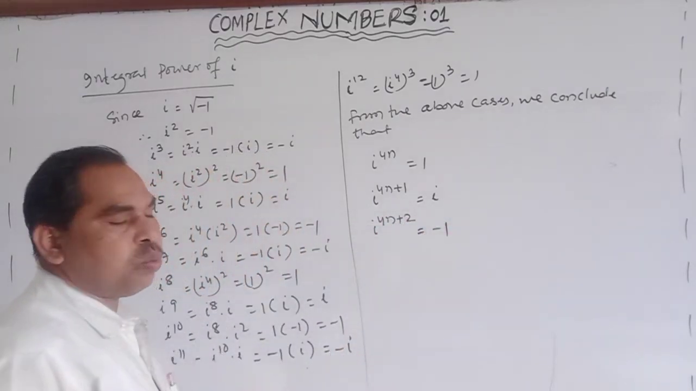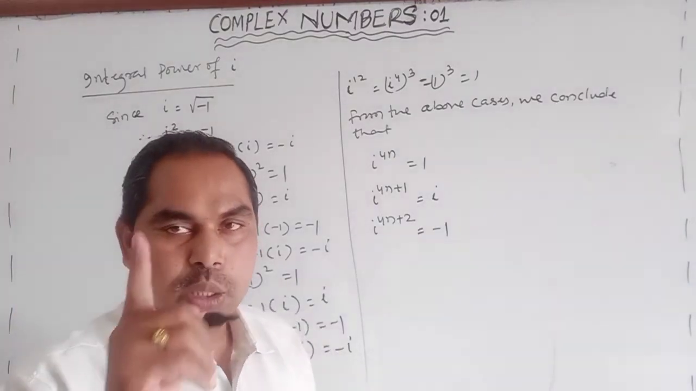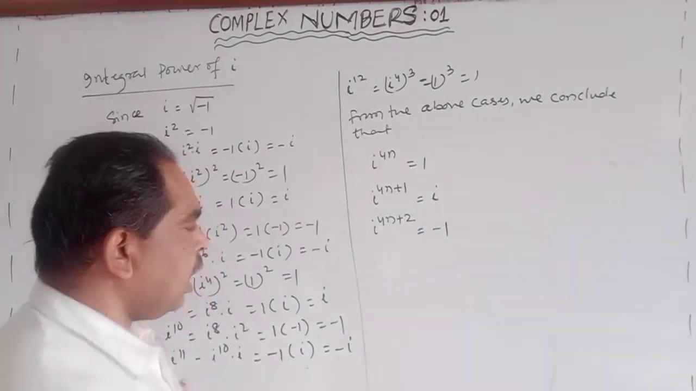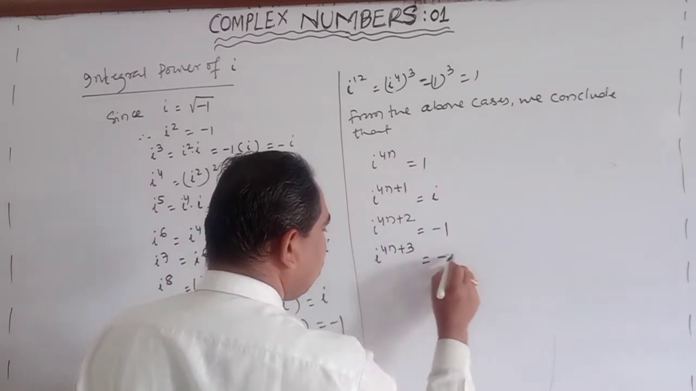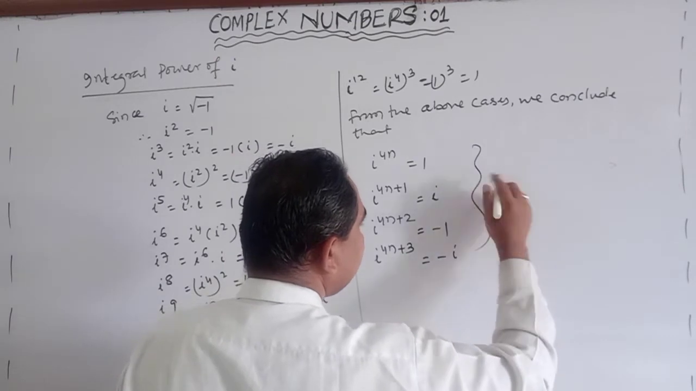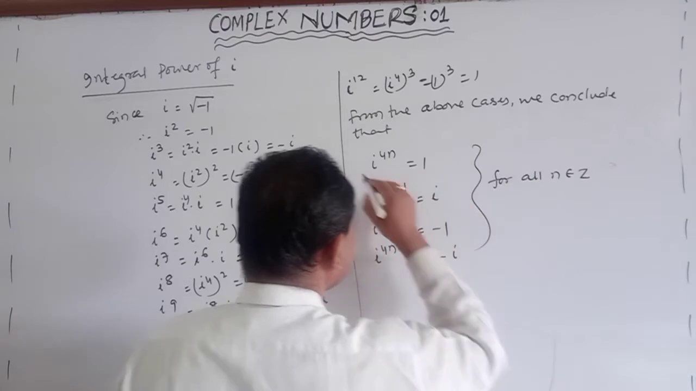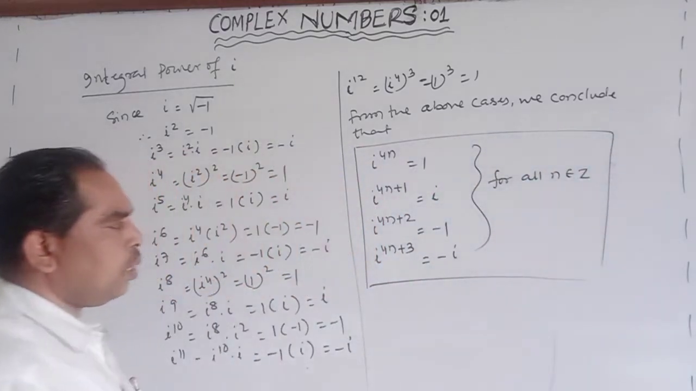i to power 4n plus 2 means i to power 4n into i square. i to power 4n is 1, i square is minus 1. So 1 into minus 1, it is minus 1. And last one, i to power 4n plus 3 is equal to minus i, for all n belongs to set of integers Z. So remember this formula.